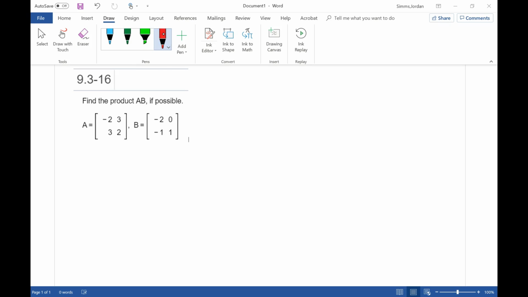There we go. So we're going to take the first row of matrix A, and we're going to multiply that by the first column of matrix B. I'm going to just do this out as a big one. Here our first numbers are -2 times -2. And we're going to add that to our second element, which is 3 times -1. And that's going to be our first element in our answer, element 1, 1.